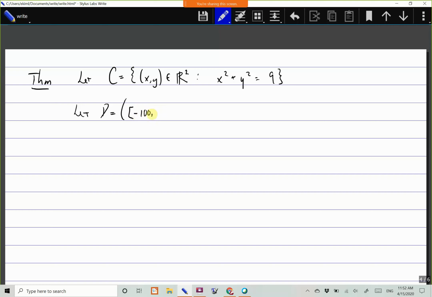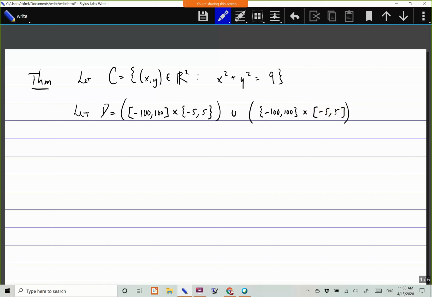D is the interval negative 100 to 100, Cartesian product with negative 5, 5, union this other set. So the set with negative 100, positive 100, Cartesian product the interval negative 5 to 5.